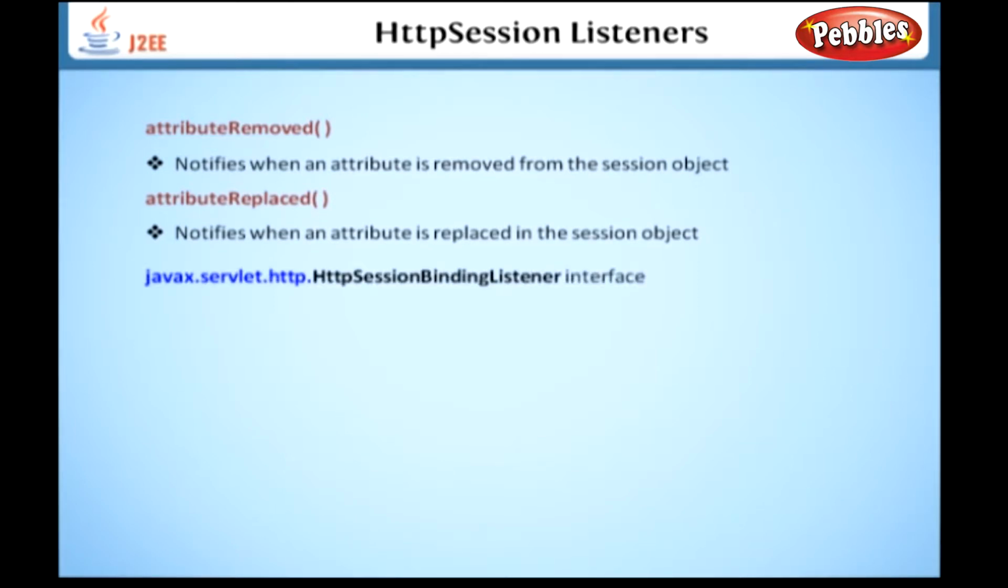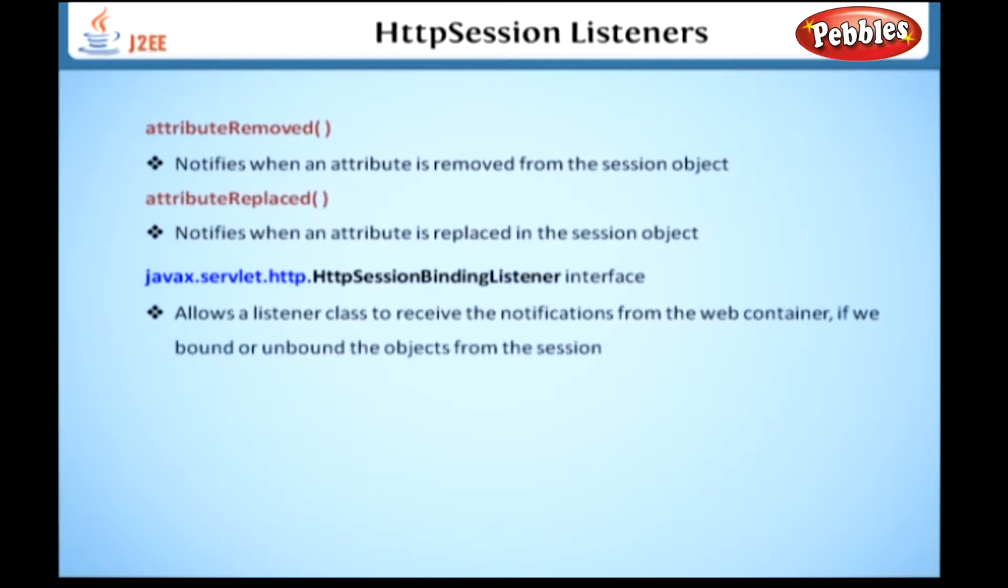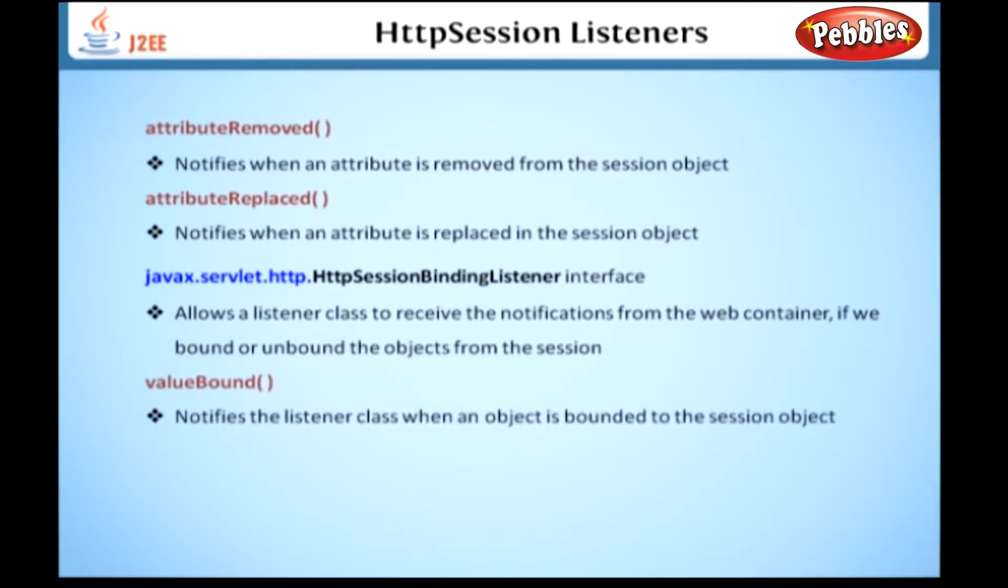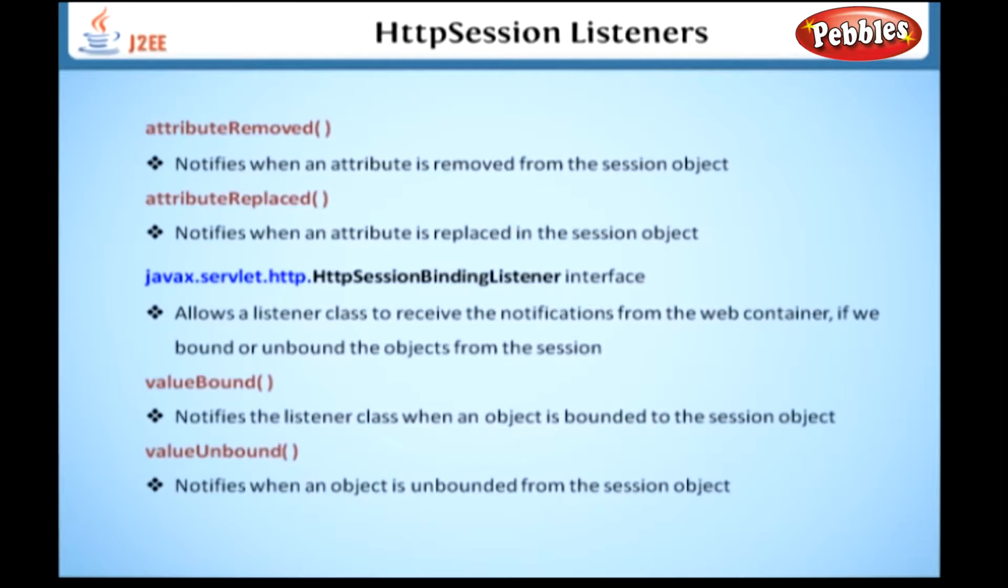The javax.servlet.http.HttpSessionBindingListener interface allows a listener class to receive the notifications from the web container if we bind or unbind objects from the session. Let's take a look at the methods in the interface. valueBound. This method will notify the listener class when an object is bound to the session object. valueUnbound. This method will notify when an object is unbound from the session object.